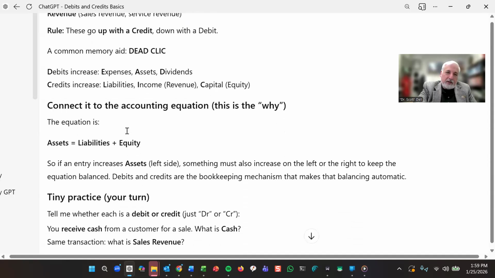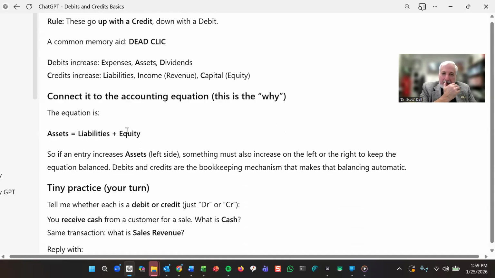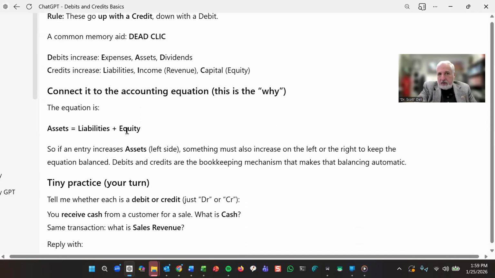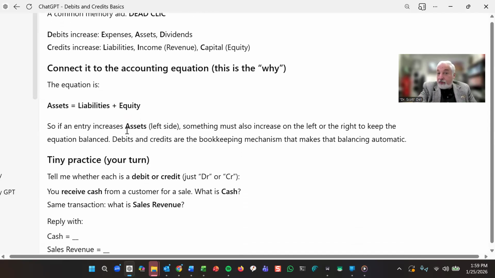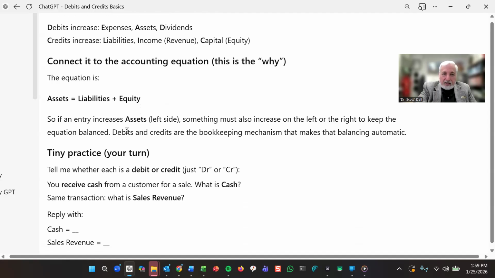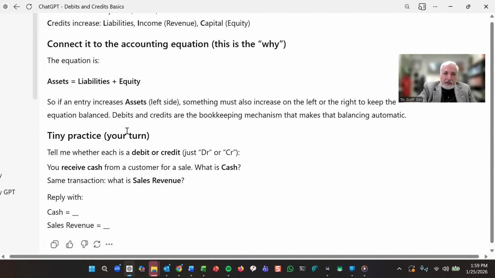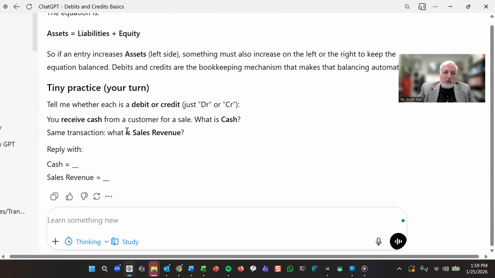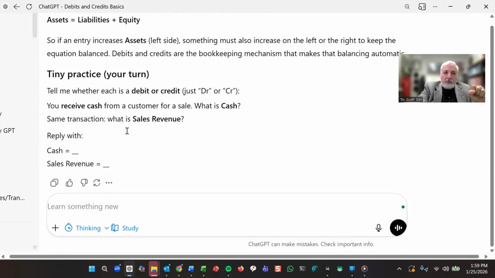Okay, Dead Clic, that's a memory aid. Debits: expenses, assets, dividends. Credits: liabilities, income. Okay, not a bad mnemonic device. Creative way of trying to memorize that stuff. Connected to the accounting equation, the why. Here's our assets equal liabilities plus equity. So if an entity increases assets, left side, something must increase on the left or the right to keep the equation balanced. Debits and credits, the bookkeeping mechanism.